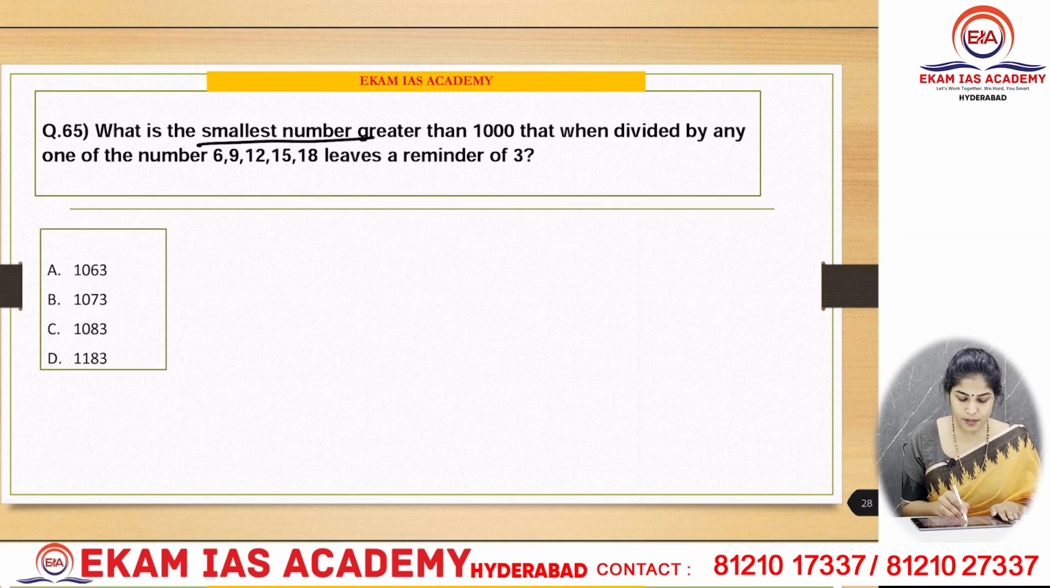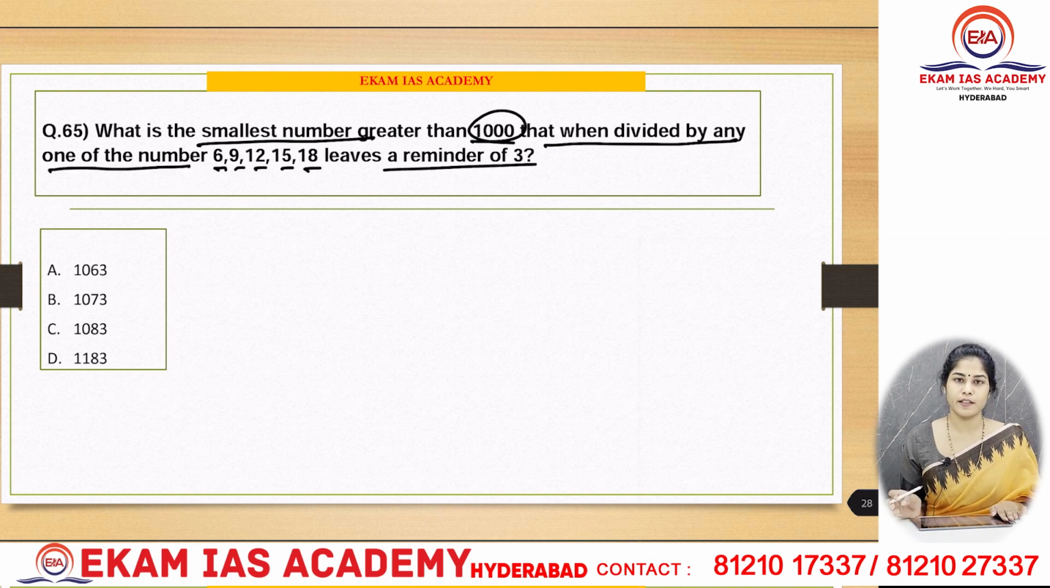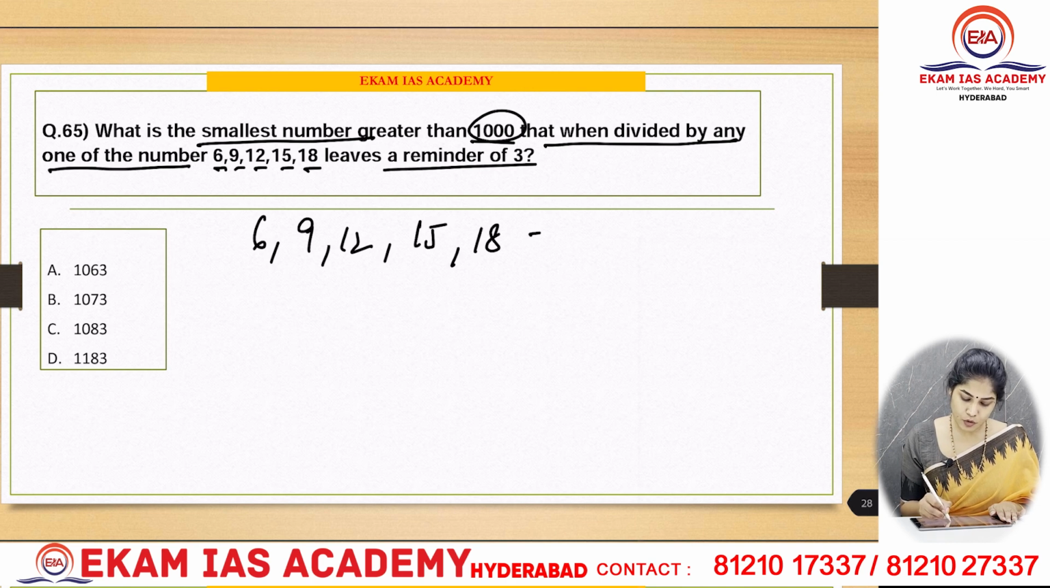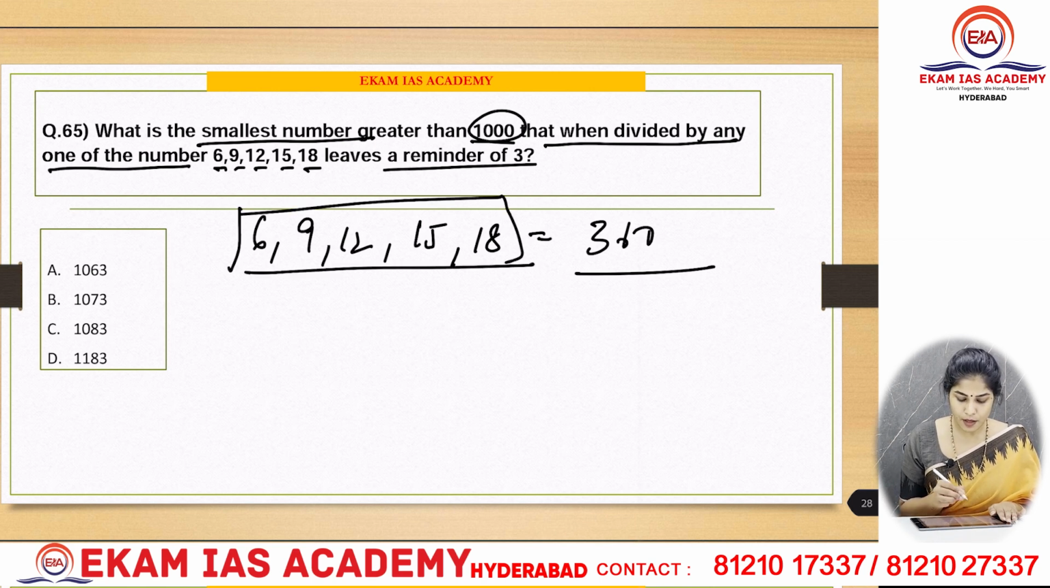What is the smallest number greater than 1000 that when divided by any one of the numbers 6, 9, 12, 15, 18 leaves a remainder 3? First, let us find the LCM of 6, 9, 12, 15 and 18. So, it is 360. You can check it. Okay, 360 is the least common multiple of 6, 9, 12, 15 and 18.